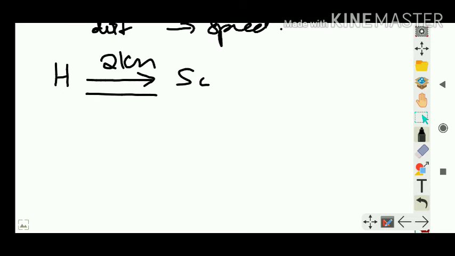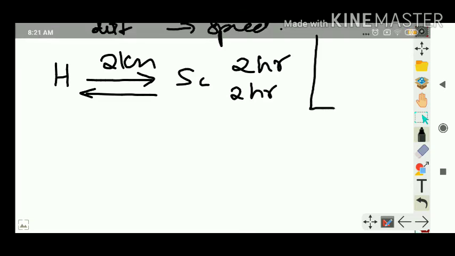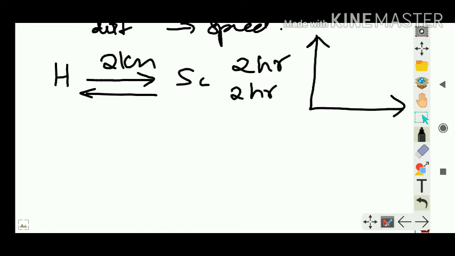You're moving to and from. You are coming back also, and each distance travelled takes 2 hours. That is, from home to school it is 2 hours, and from school to home is also 2 hours. If you plot a distance time graph, how would it be? It is 1 2 3 4, 1 2 3 4. Let's say this is 4.